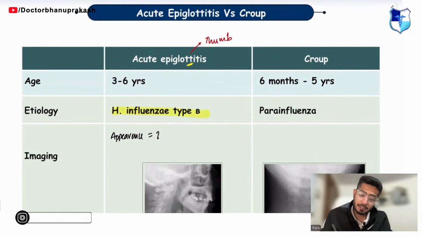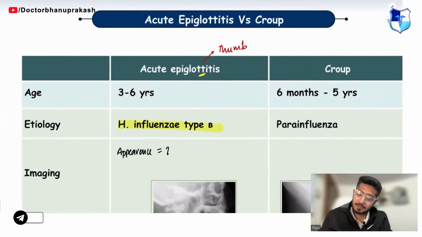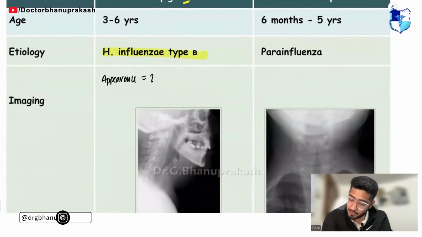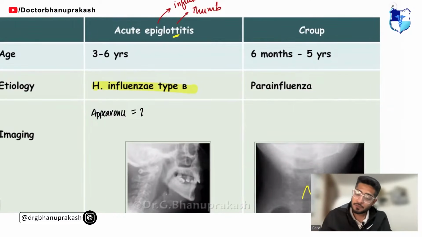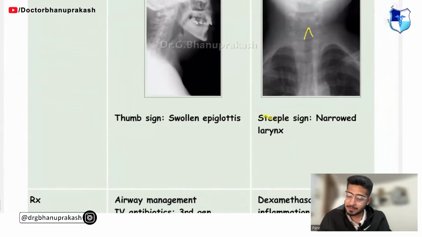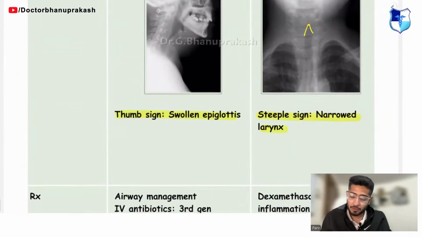Etiology is important. That is your H. influenzae. So remember, epiglottitis has got I for influenzae. That is important. Okay, so this is the thumb sign which you have to understand. Whereas if you see this, this is a church steeple sign. This is nothing but the croup that is going to be there, and that is because of parainfluenzae. Steeple sign, narrowed larynx, thumb sign is swollen epiglottis.